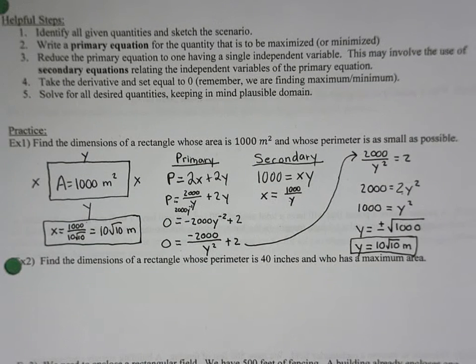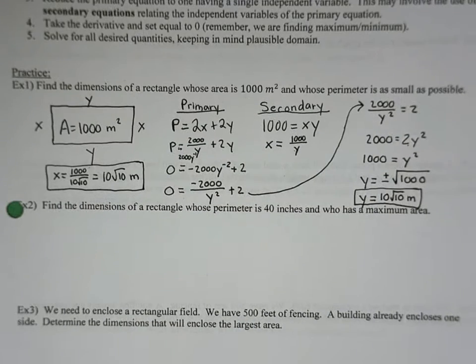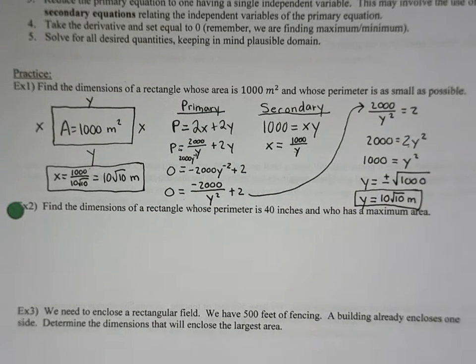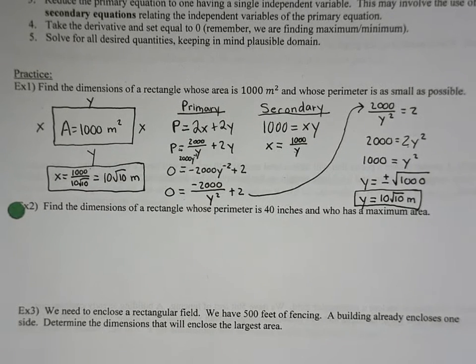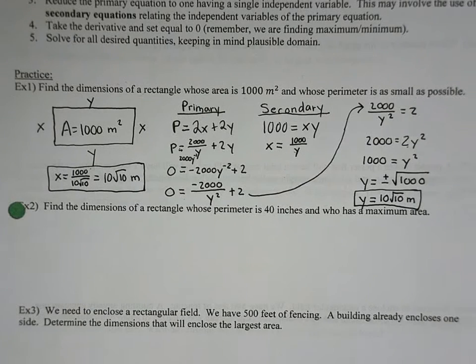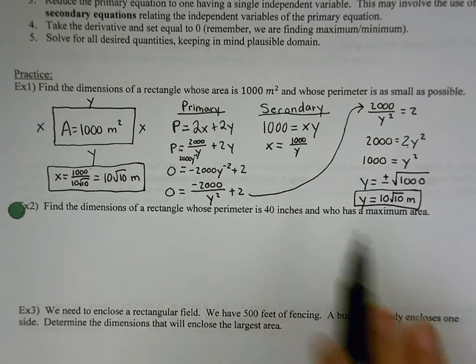Okay, so that's optimization. Okay, so let's go ahead and do number 2 next. Number 2, we're finding the dimensions of a rectangle whose perimeter is 40 inches and who has a maximum area. Okay, so again, my recommendation, pause this video kind of step by step, try it on your own. Okay, I'm just going to keep working through it, so you're going to need to pause it when you're ready. Find the dimensions of a rectangle whose perimeter is 40 inches.